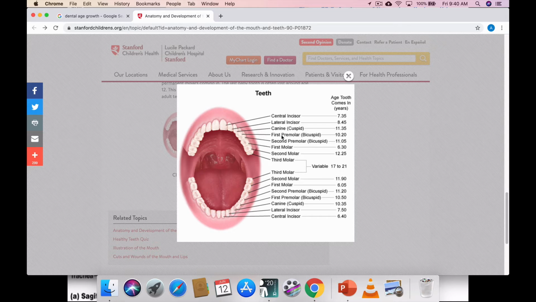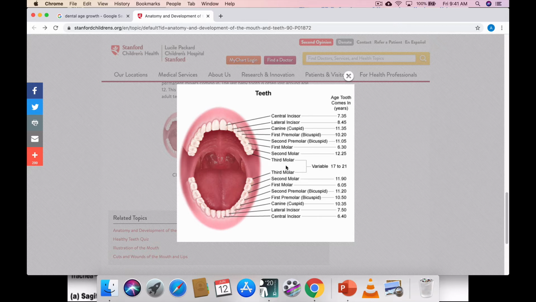Then the first and second premolars come by 10 and 11 years, and the first and second molar teeth come by 6 and 12 years. The third molar comes by 17 to 21 years. When the third molar is present, the growth is finalized. Even the bone will not grow further. So when the third molar erupts in your mouth, that is the final growth age.